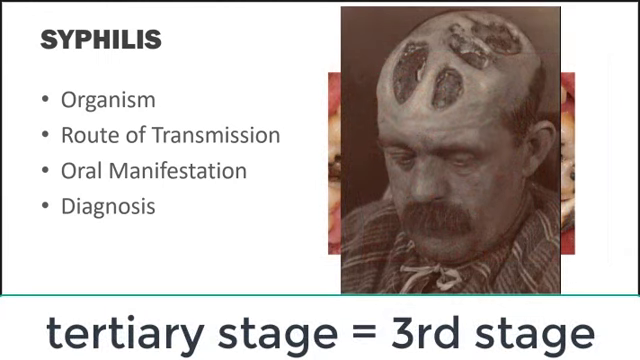Tertiary just means third, by the way. We have primary first, secondary second, and tertiary third. So in the third stage, which is years after the initial infection, we can have a presentation and issues with the cardiovascular system and the central nervous system. And the patient can develop lesions called gumma. While gumma are not infectious, they are very destructive and they can lead to perforation within the body.